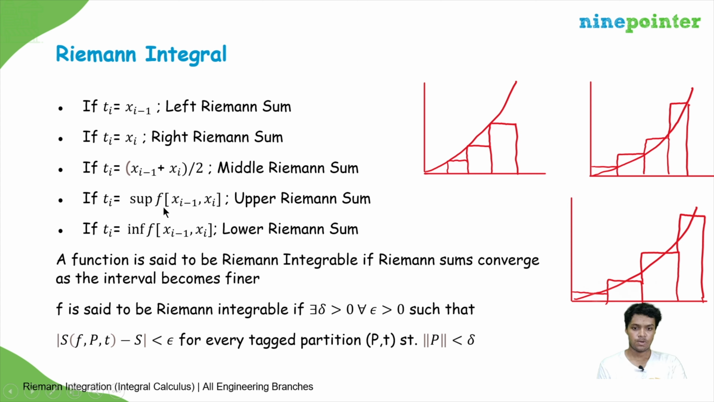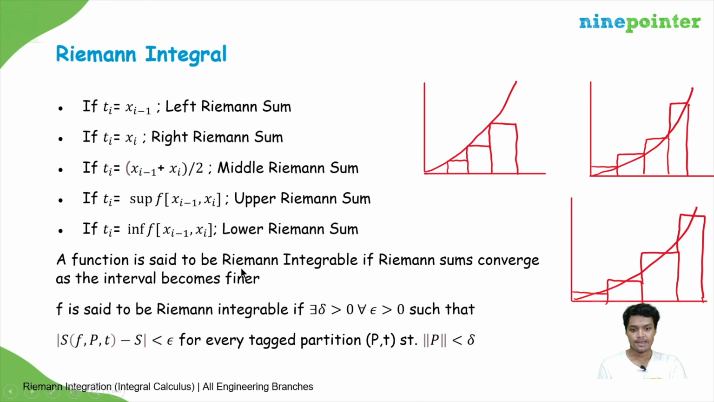If ti is the supremum of f over x(i-1) to xi, then this is known as the upper Riemann sum. In the previous video, we had seen that this is also equal to the upper Darboux sum. Similarly, if ti is the infimum, then this is known as the lower Riemann sum or lower Darboux sum.